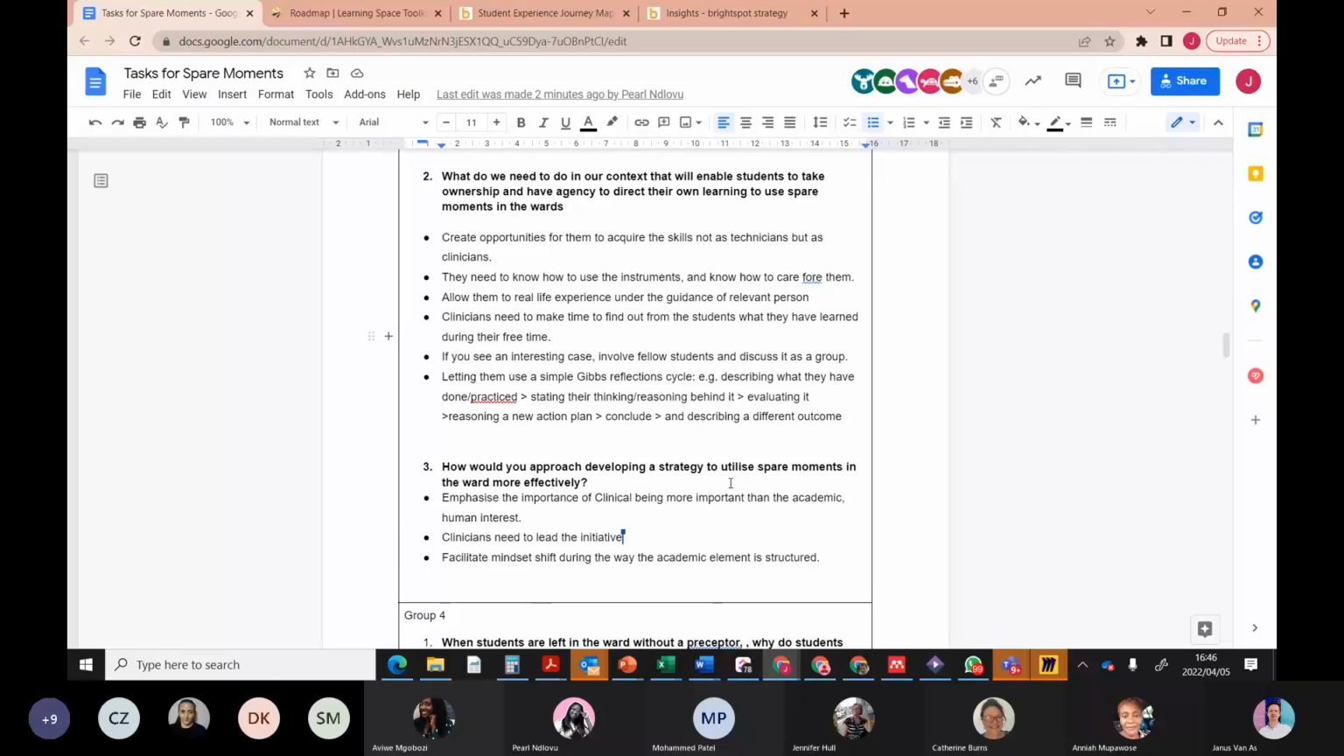Allow them real life experience under the guidance of the relevant person. So I think that part also requires coordination between the academic side and the clinical side as well. And then clinicians need to make time to find out from the students what they have learned during their free time.